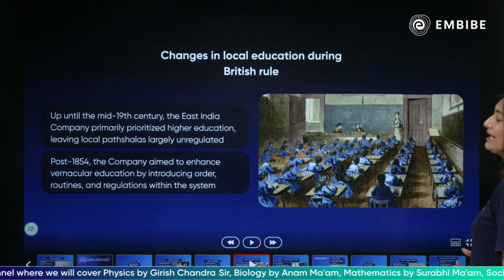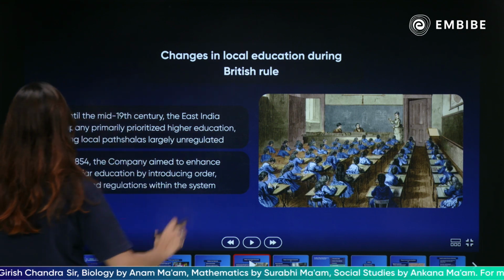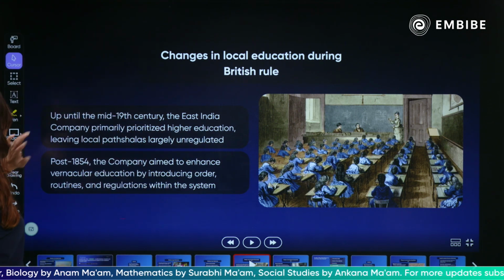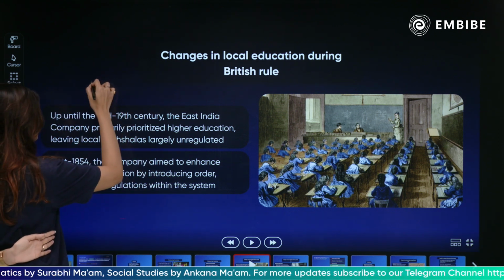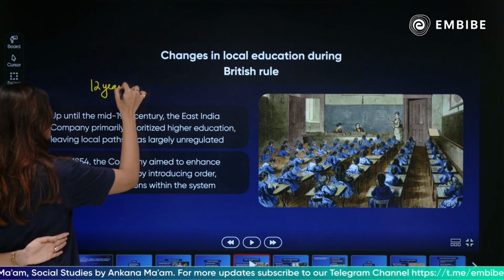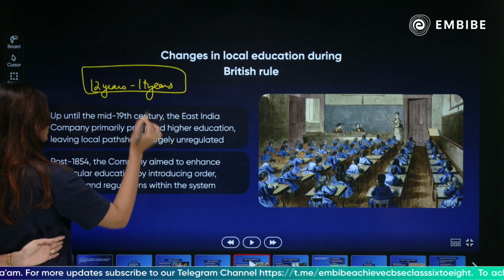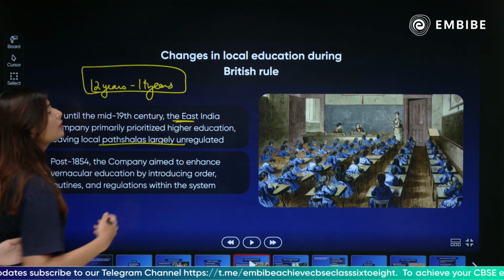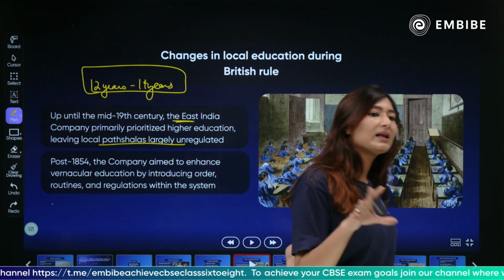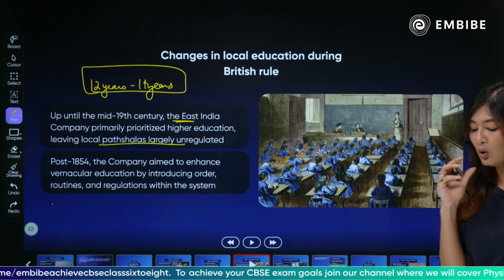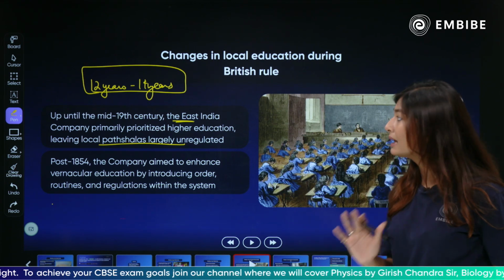Then up till mid-19th century, till the 1850s, the East India Company prioritized higher education, leaving local पाठशाला largely unregulated. तो आप समझ सकते हो, for the age of, let's say, till 12 years to maybe 14 years, whatever the students were, they were left alone. इन सारे बच्चों को जो लोकल पाठशाला में जाते थे, the East India Company did not bother to engage with them, change their style of learning, influence their पाठशालाs, their local schools, their lower level schools. इन सब चीज़ों से उन्हें ज़्यादा मतलब नहीं था, उन्होंने इन सारी चीज़ों पे ज़्यादा फोकस नहीं किया.